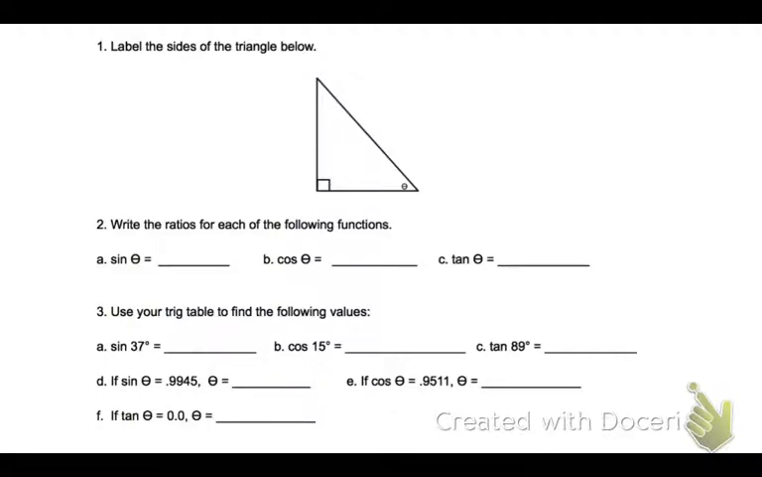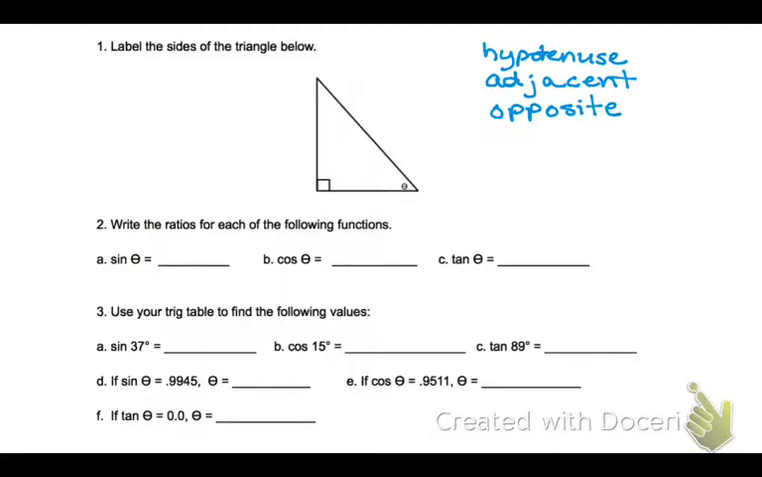Okay, so number one, label the sides of the triangle. Hopefully by now this is not a problem. The words I would like to see you use to label the triangle are hypotenuse, adjacent, and opposite. Notice that your theta and the 90-degree sign are already done for you.